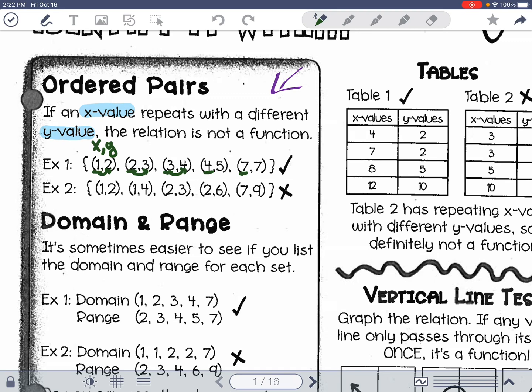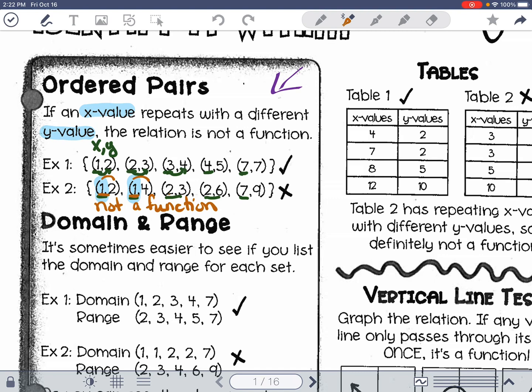Let's look at example number 2. If we underline the input, which is the x value, you will see that the number 1 appears twice. And since that 1 is paired with a 2 the first time, and then a 4 the second time, that's not a function. The 1, the input, can only be paired with a certain output. It could either be 2 or 4, but not both. It can't have two different outputs.